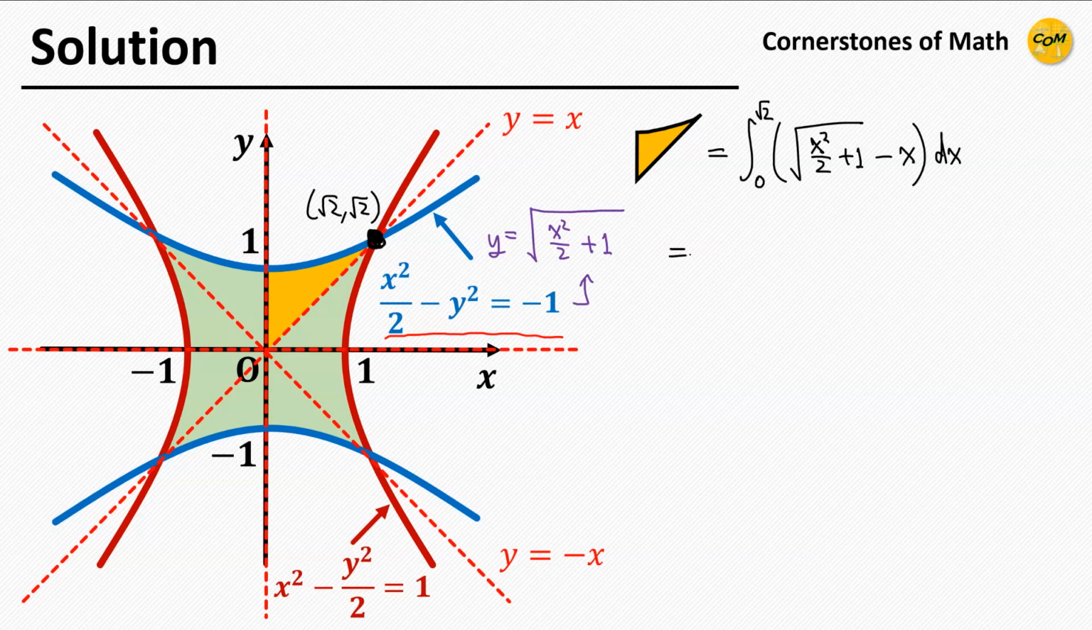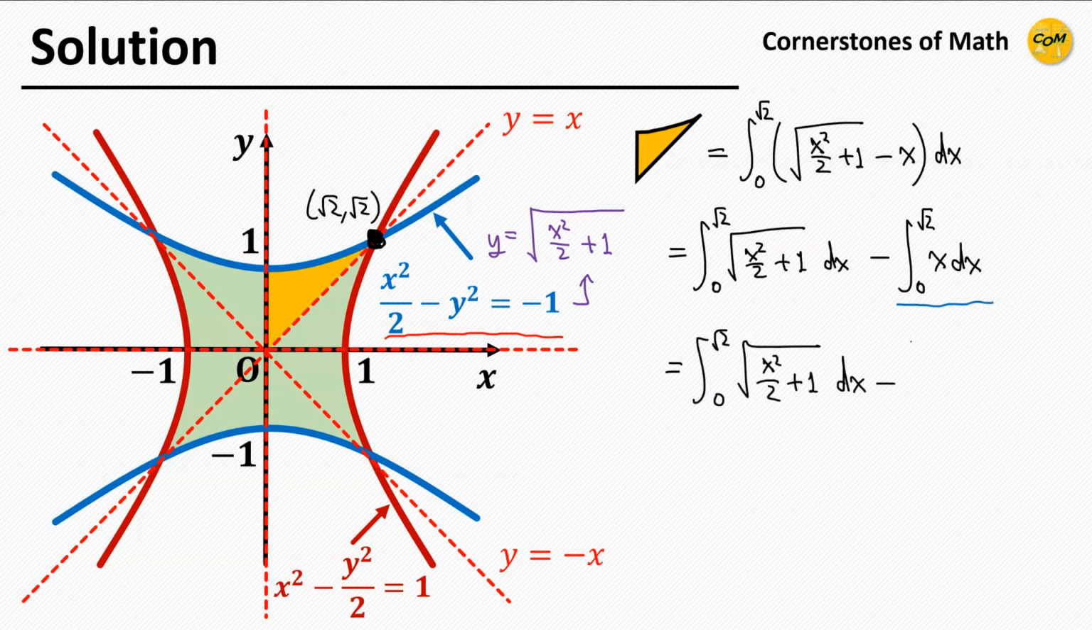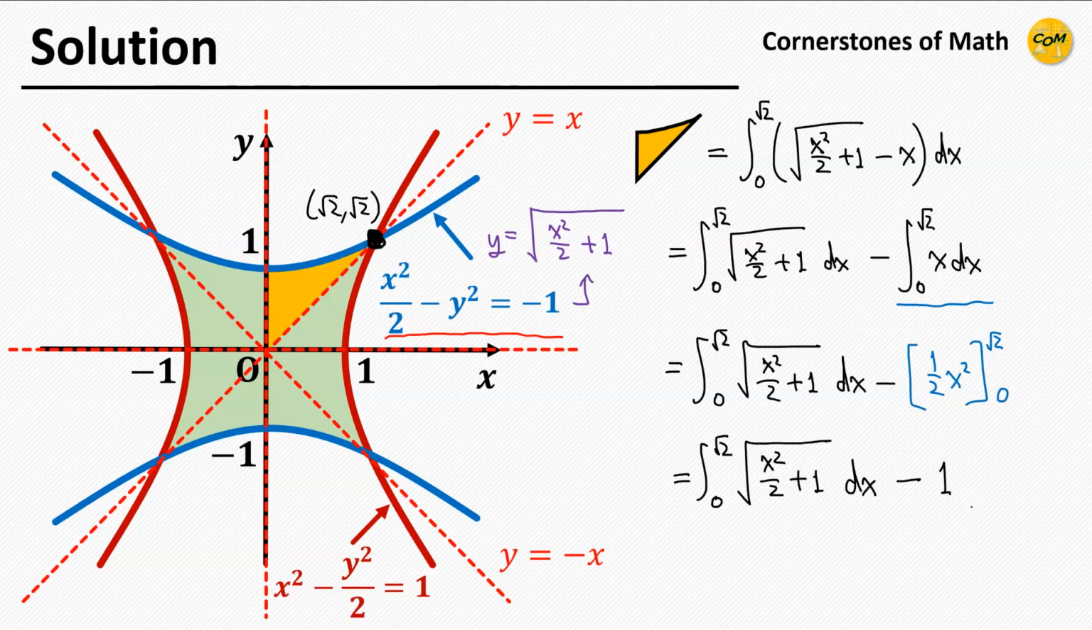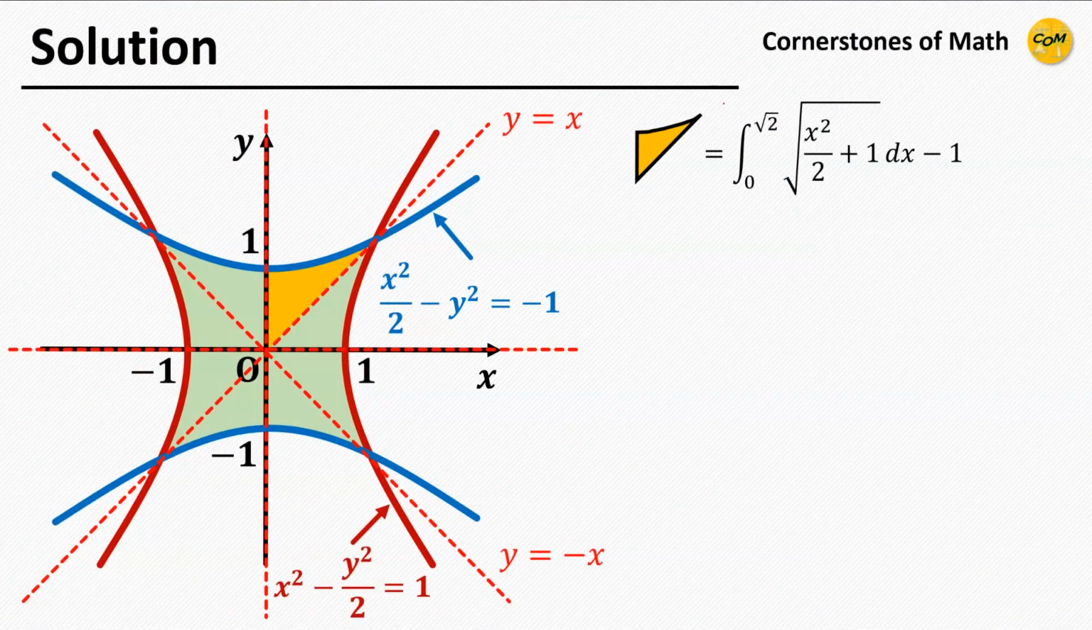So we can split this integral into the integral of square root of x squared over 2 plus 1 and the integral of x. Here the second term is easy. The antiderivative is 1/2 times x squared, so we have minus 1. However, this first term is rather complicated. There is more than one way to calculate this integral.